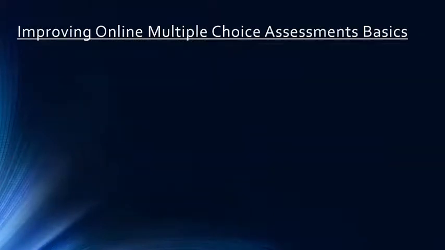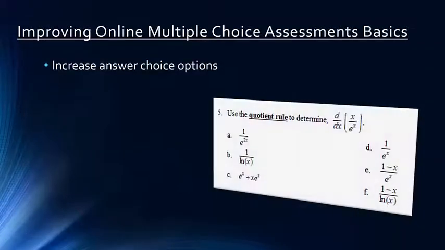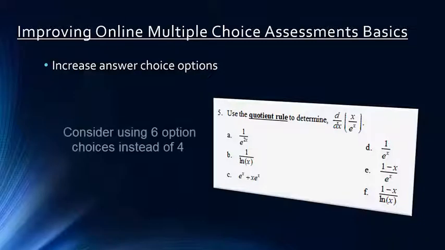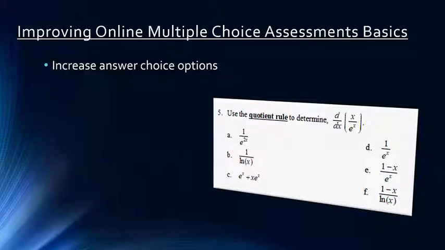Let's look at the basics of improving online multiple choice assessment items. First, we can simply increase the number of choices if there are additional reasonable distractors to include. A distractor is a wrong answer choice that is preferably an option that can be arrived at from a common misconception. Increasing the number of options also reduces the probability of a student randomly guessing and scoring higher than they should. This reduces the expected value.